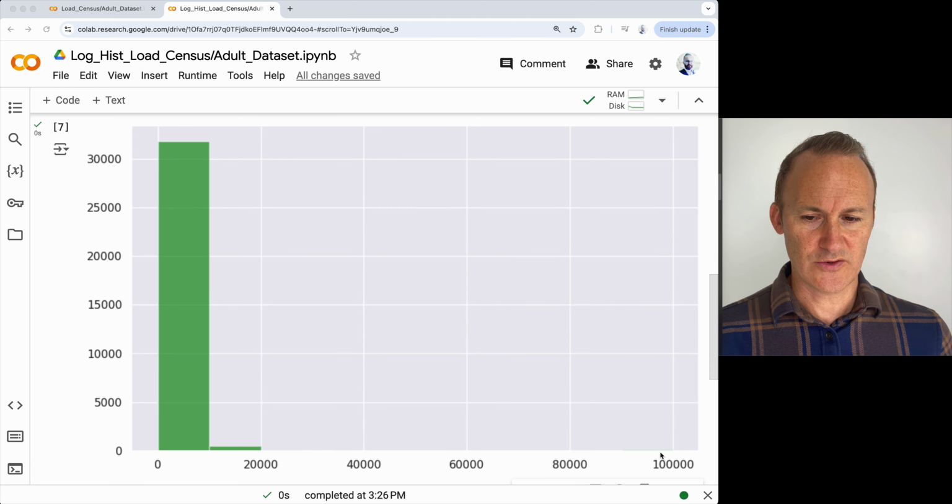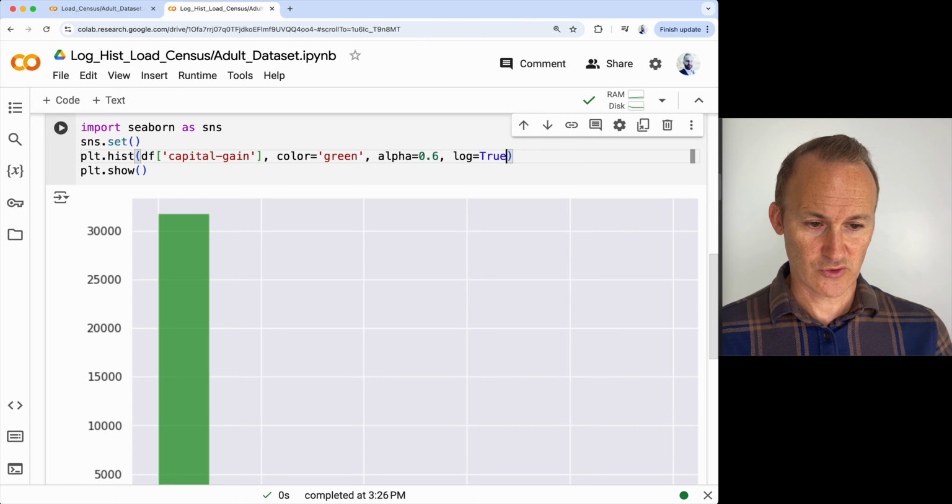Whenever you have skewed data, instead of looking at the Y value in terms of a linear increase, meaning it's going up by the same amount each time, like say adding 5,000 rows, you can look at it in terms of its logs, and then it'll go up exponentially. So what you do, you go to your histogram code, and you add the parameter log. By default, it is false, and you simply set it equal to true.